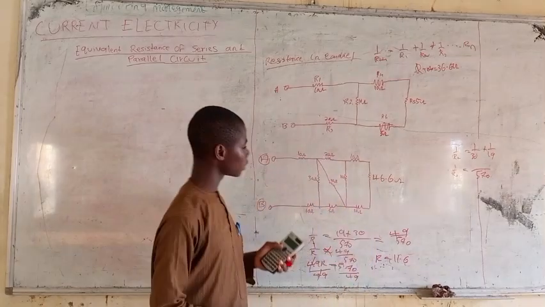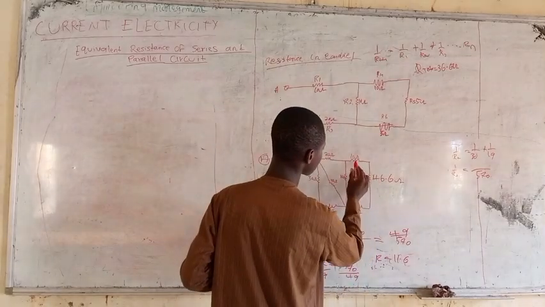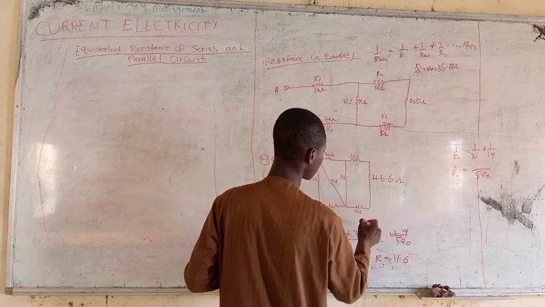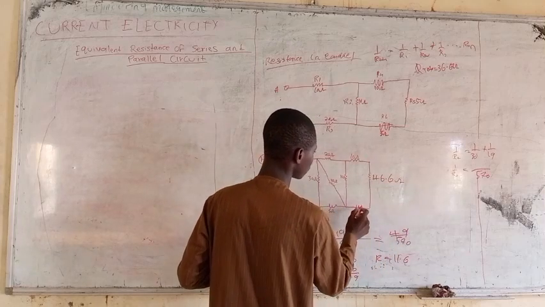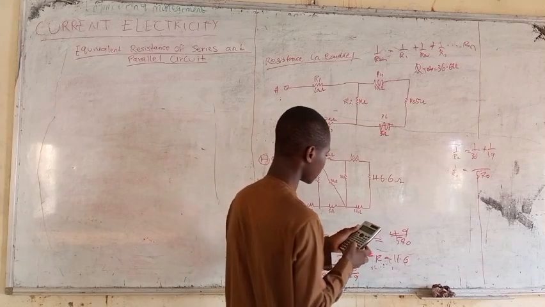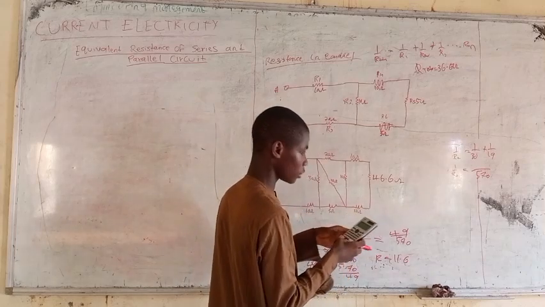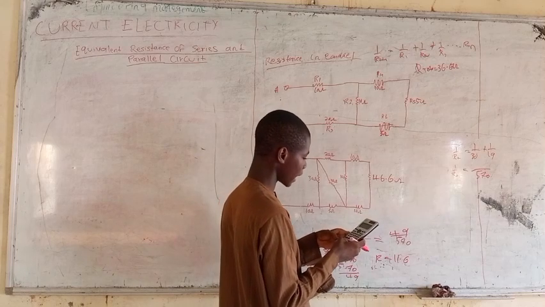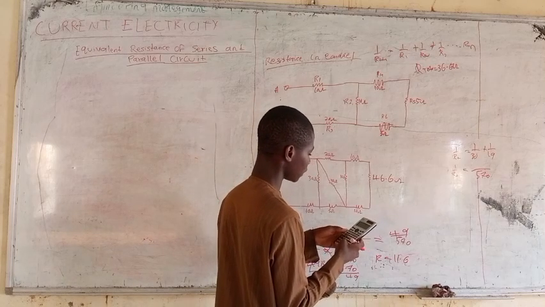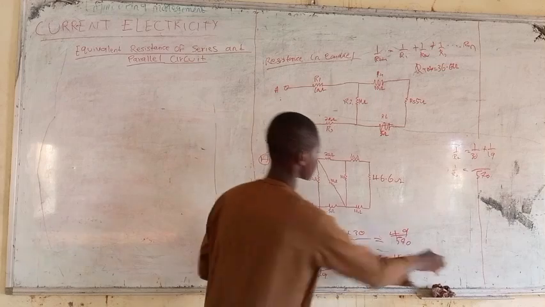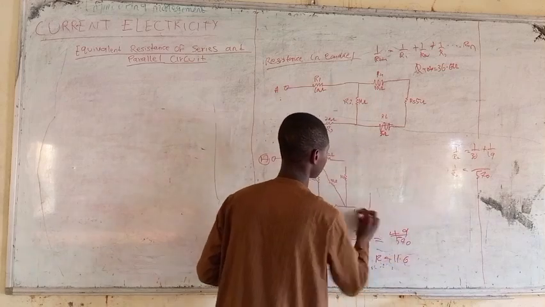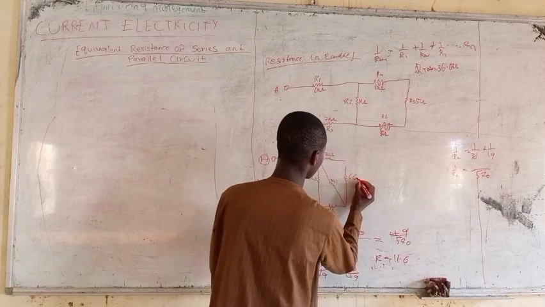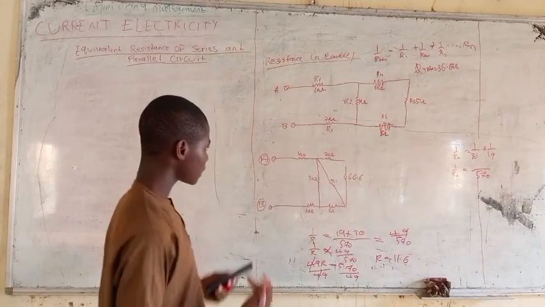The same thing, our resistances are also in series: 10, 46.6, and also 10. We are going to add them together because they are also in series. 46.6 plus 10 plus another 10 will give us 66.6. It's so simple.